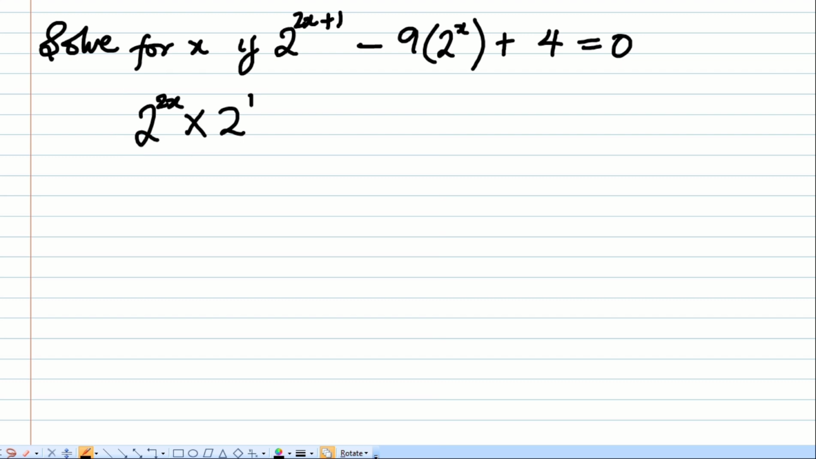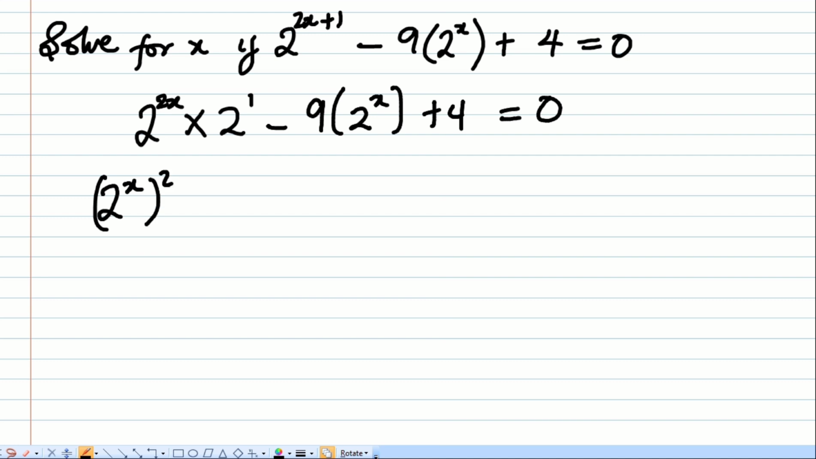All right, so minus 9 into 2 raised to power x plus 4 is equal to 0. Now I can break 2 raised to power 2x down further using the power law. I can say that is 2 raised to power x, raised to power 2. If I simplify this, see that this is power law. We're going to multiply the powers. X times 2 is 2x. So it's still the same thing. So you see, I'm not changing anything. I'm just breaking it down further until I get what I really want to get. So I'll leave that like that, and then say times 2.